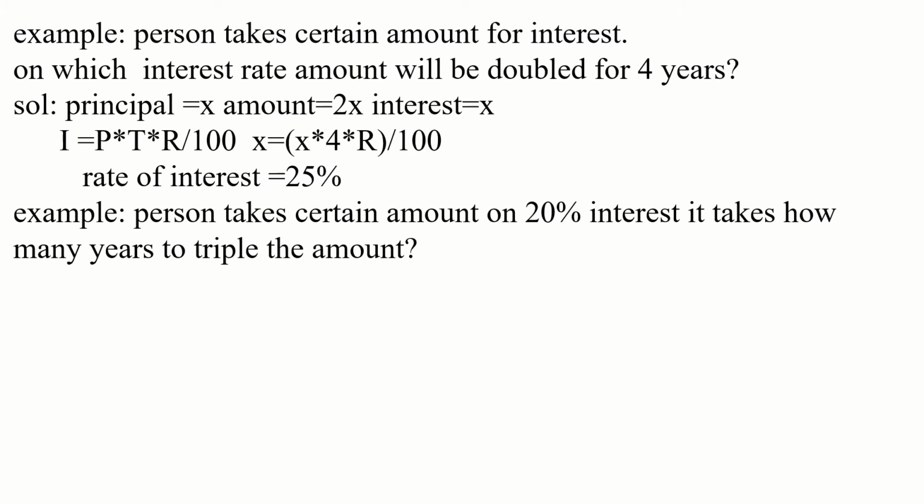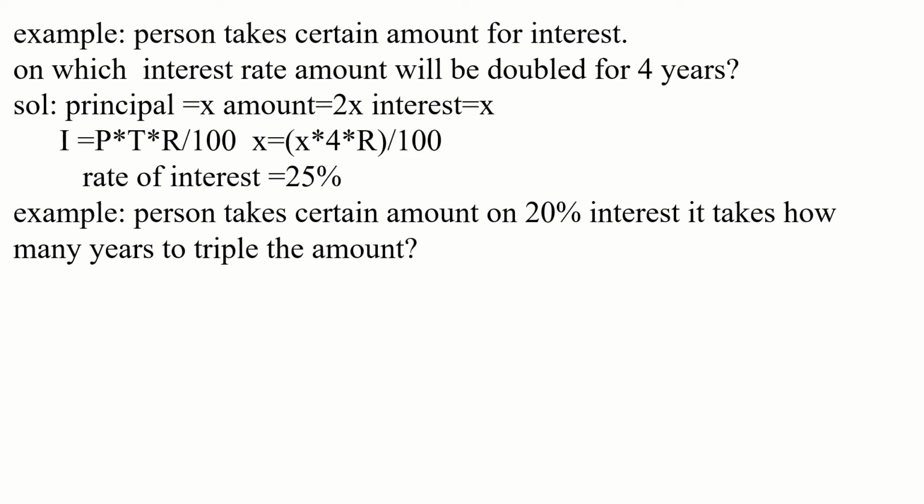So we will see another problem. Suppose this time a person takes a certain amount at 20% interest. How many years does it take to triple the amount? Means, suppose a person takes 20,000, it becomes 60,000. In how many years does it become 60,000? I'm saying, for example, not the correct amount, that is 60,000.